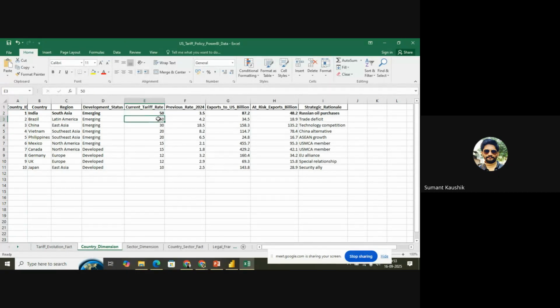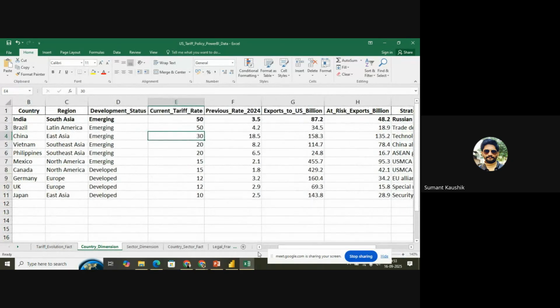Next was Brazil. It's at number 2, again at 50%. Next is China. It is about 30% right now. The reason the US gives for Brazil is the trade deficit, that it is facing its highest trade deficit with Brazil. Then we come to the case of China. I hope my screen is quite visible. I can zoom it also.